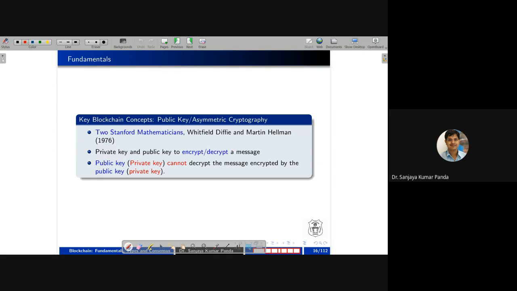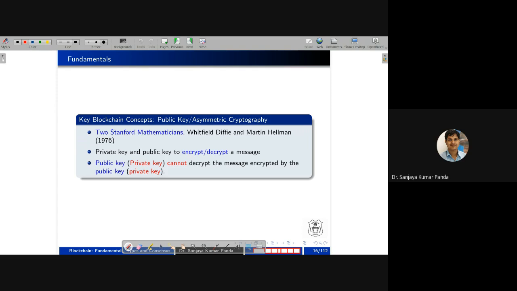In our email system, we have a username and we have a password. You can say the username is considered a public key, but the password is your private key. Anybody can send an email to you, but you are the only person who can see that particular email. So that is also an example of asymmetric cryptography.